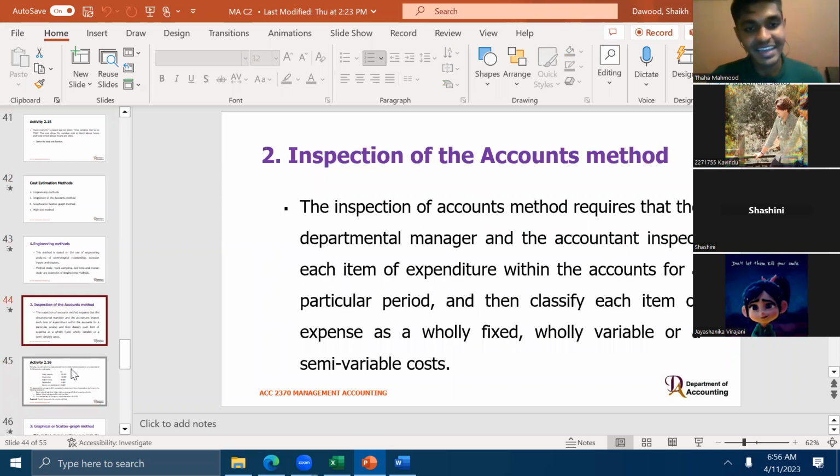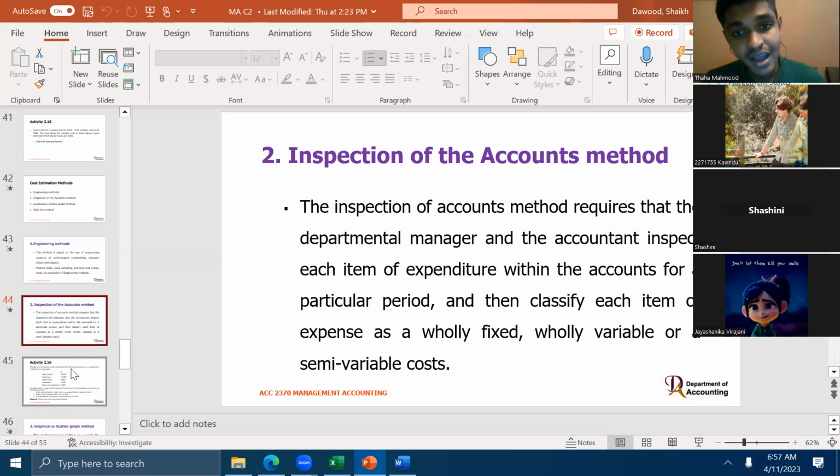Inspection of accounts method එක වෙන්නේ simple thing. They would take all the accounts. ඕනම business එකක ledger accounts තියෙනවානේ. ඒ ledger accounts ඔක්කොම list කර ගන්නවා. Ledger accounts list එකට නමක් තියෙනවා, I don't remember the name. All the ledger accounts of the business they would take, and then each account they would go on identifying based on cost behavior. Are those accounts fixed cost accounts? Are those accounts variable cost accounts?